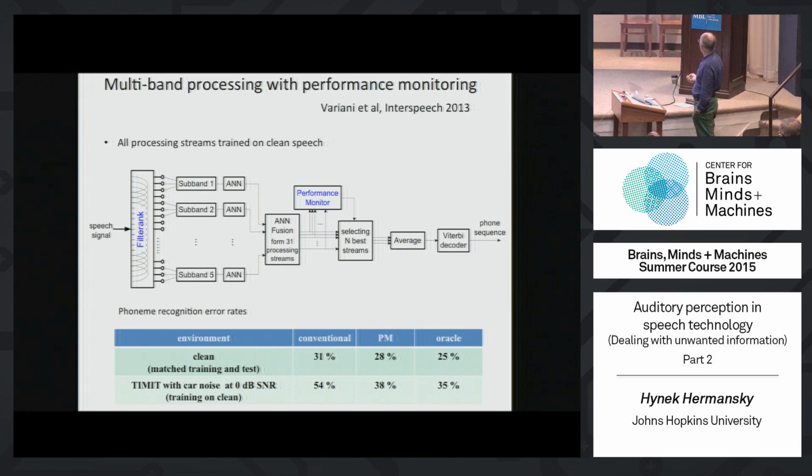But you can see that it's pretty impressive. I mean, if you didn't do anything, you get 50% error. With this one, you get 38% error. If you knew which bands to pick, you would be getting, in an oracle experiment, a cheating experiment, about 35%. So that was, I thought, quite nice.